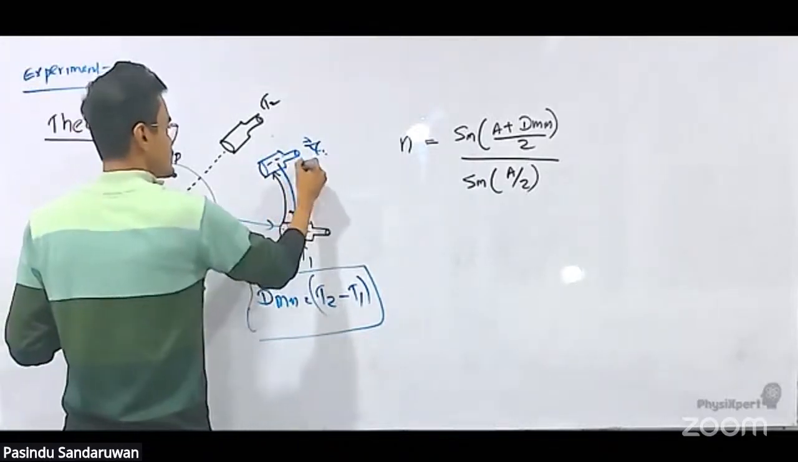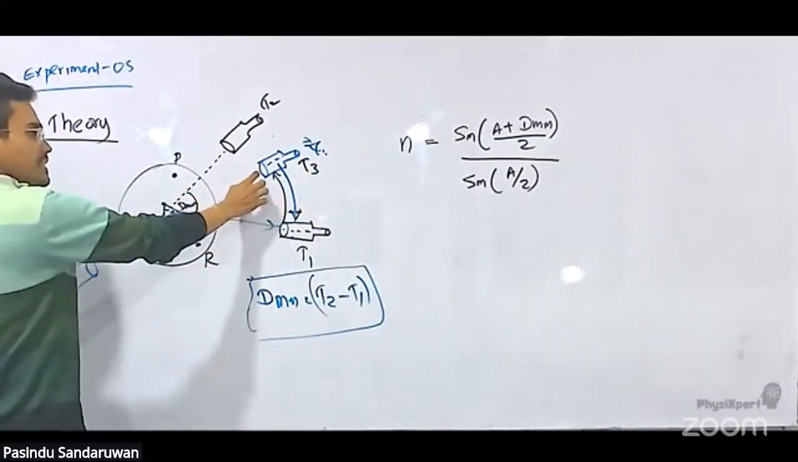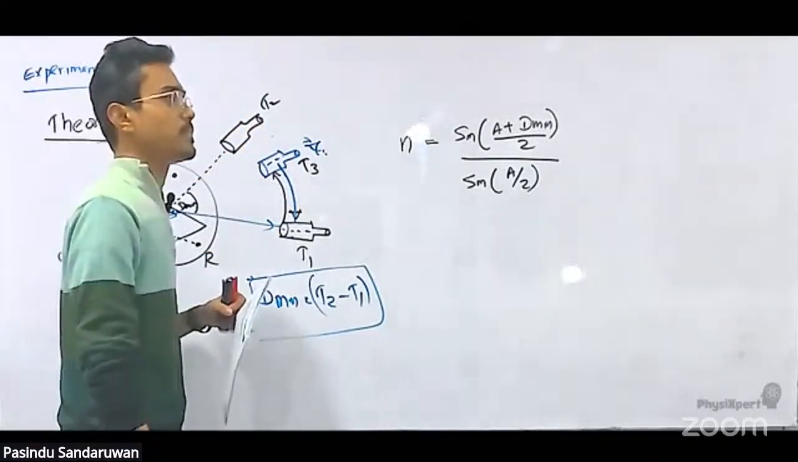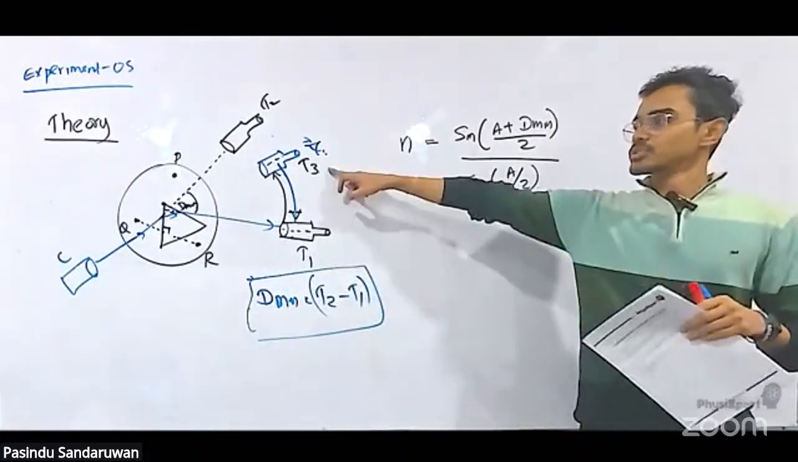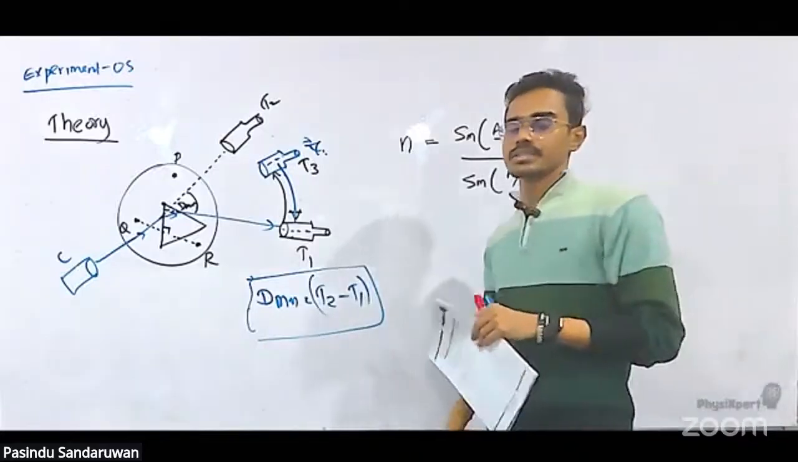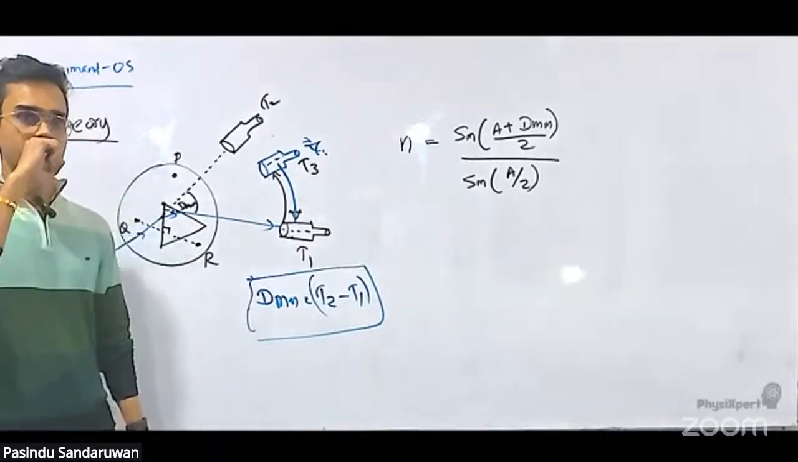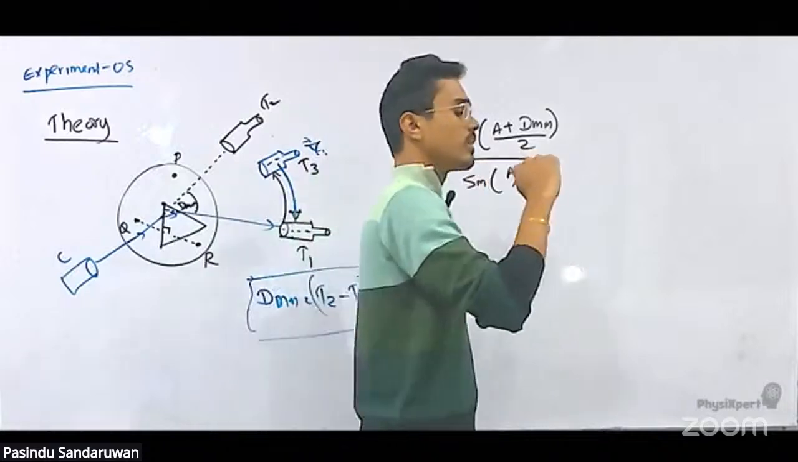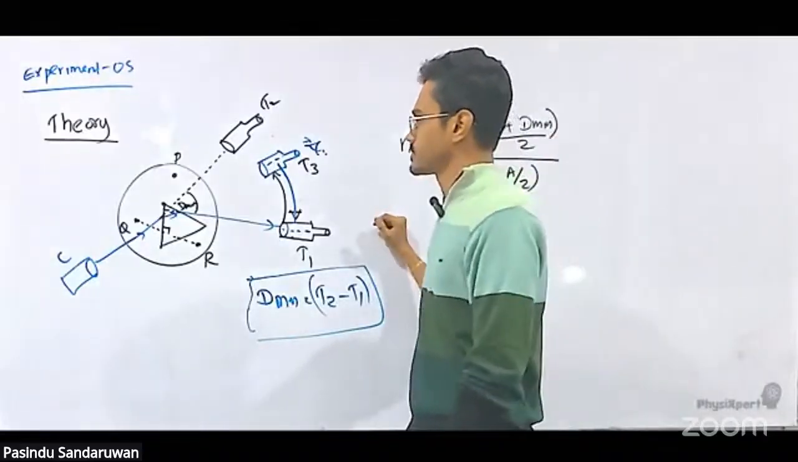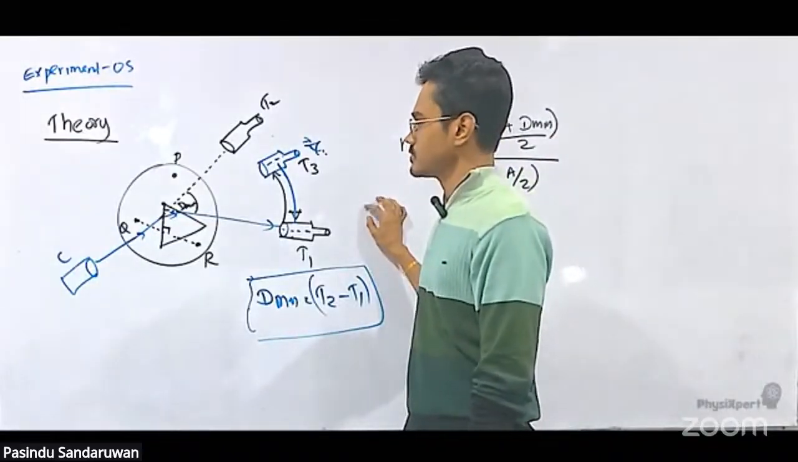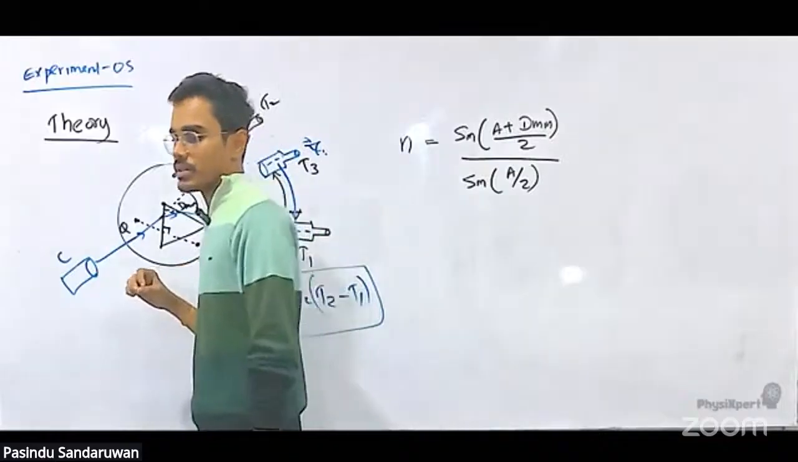Label this as T3. Turn the telescope to position T3 and slowly rotate it towards T1.